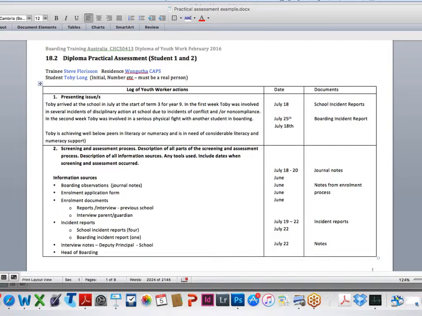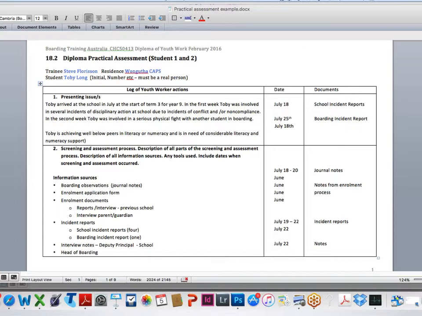So you can see the presenting issue. Toby arrived at the school at the start of term 3, so he came halfway through the year, and in the first part of the year, his time there, just in the first week, he was involved in fighting incidents. He was not complying with teachers' requests, those sort of things. The other problem for Toby is that he's achieving well below his peers in literacy and numeracy. So we've got these 2 overall issues.